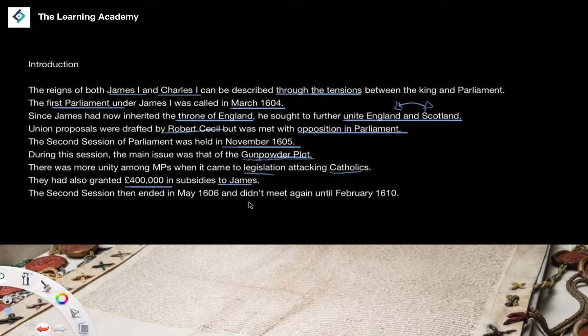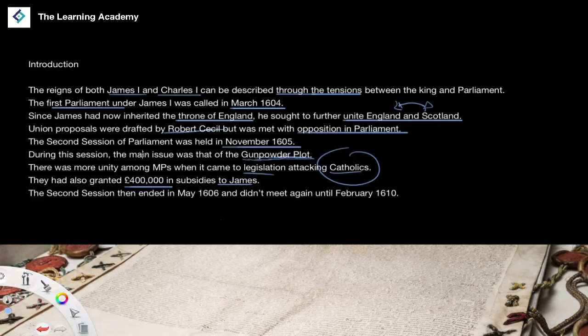So we can see that this second session of Parliament, which ended in May 1606, was actually a little bit more productive than the subsequent parliaments that we're going to see and the parliaments that existed under the reign of Charles I. They granted James money, which is effectively what these monarchs called Parliament to do for the most part. And they were very united on the issue of legislation against Catholics as a result of the Gunpowder plot.